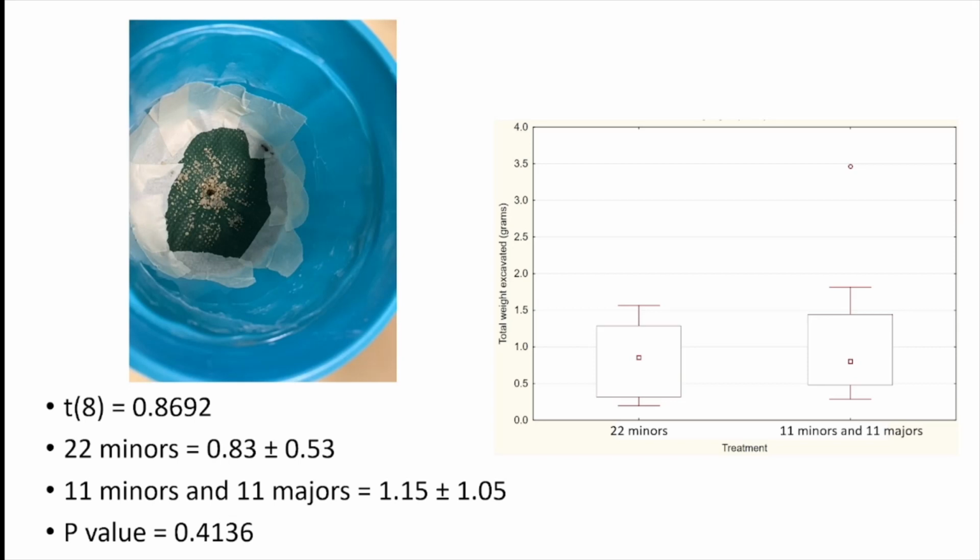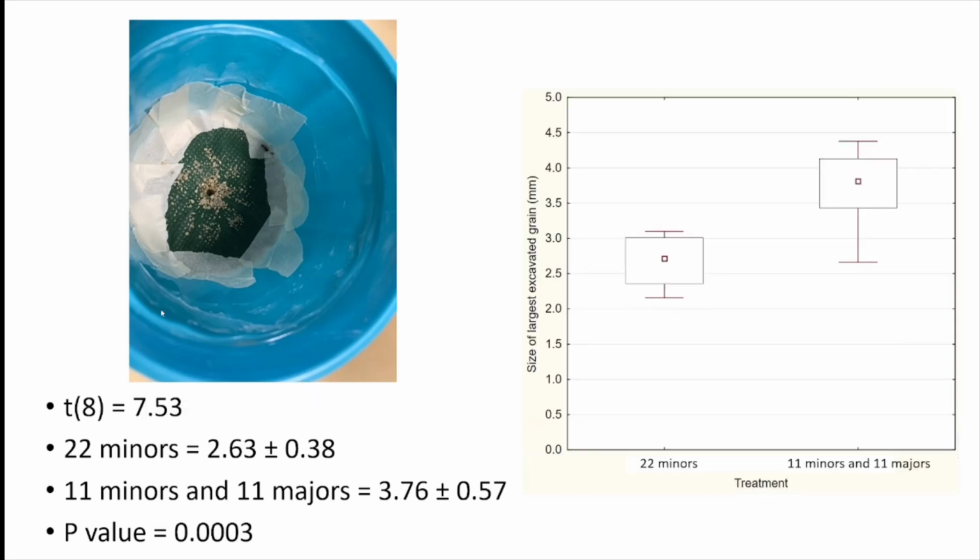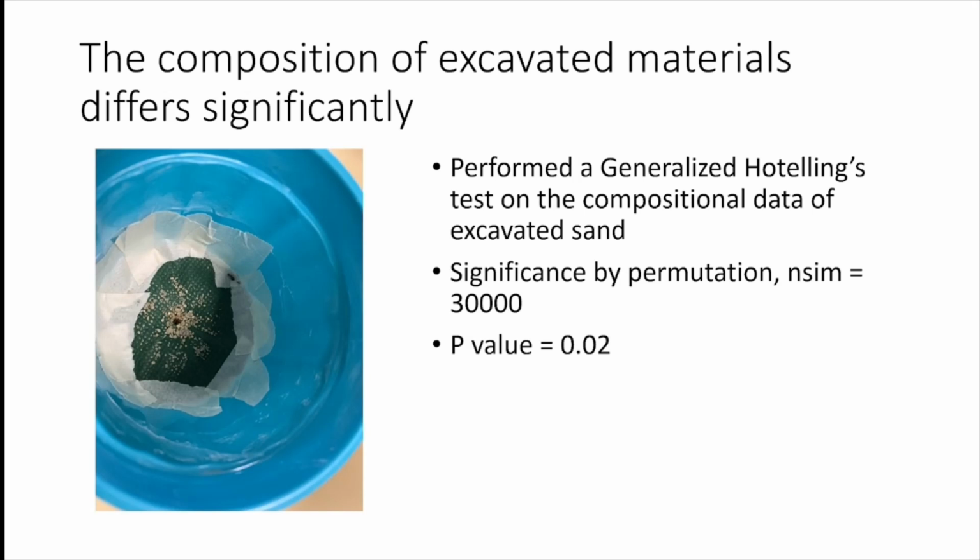Even though major workers are many times more massive than minor workers, there was no significant difference in the amount of sand brought up between the two trials. However, the presence of majors allowed the group to excavate much larger particles, and there was a significant difference in the maximum particle size brought up by the ants. When looking at the compositional data of the particle sizes excavated by the ants, I found that there was a significant difference. To evaluate this, we performed a generalized Hotelling's test and evaluated its significance via permutation with 30,000 simulations.